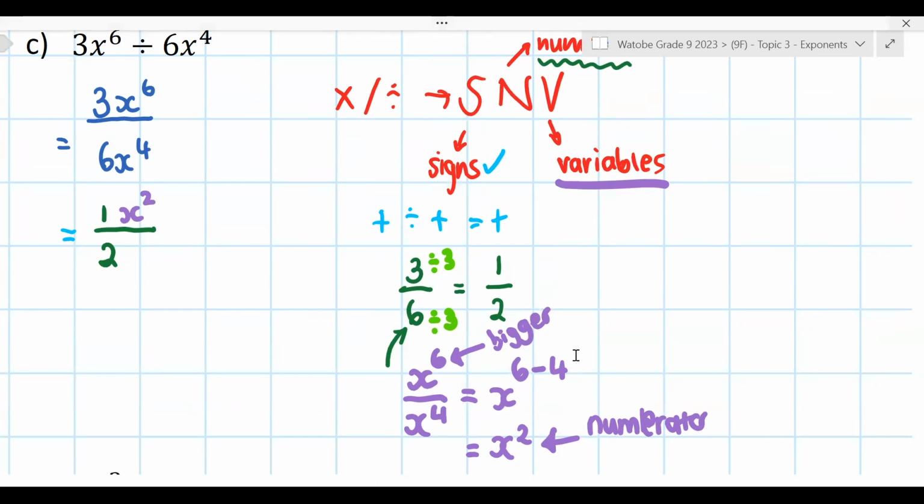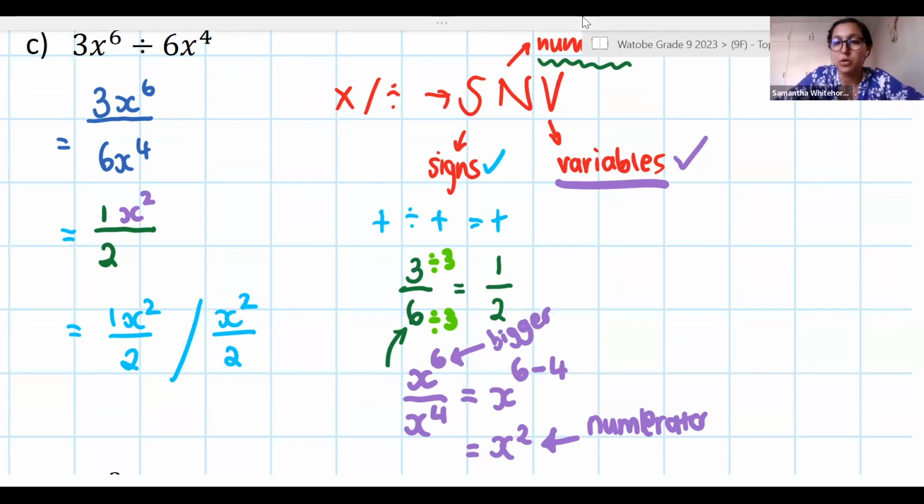And so what we get here is that my final answer for the simplification is 1x squared over 2, or remember, you don't have to put the 1 there, x squared over 2. Excuse me. So either way that you choose to write your final answer is absolutely fine. You can have the 1 there, you cannot have the 1 there. But as long as you go step by step and do your signs, your numbers, and your variables, and apply your exponent laws to your variables, you will be absolutely fine.